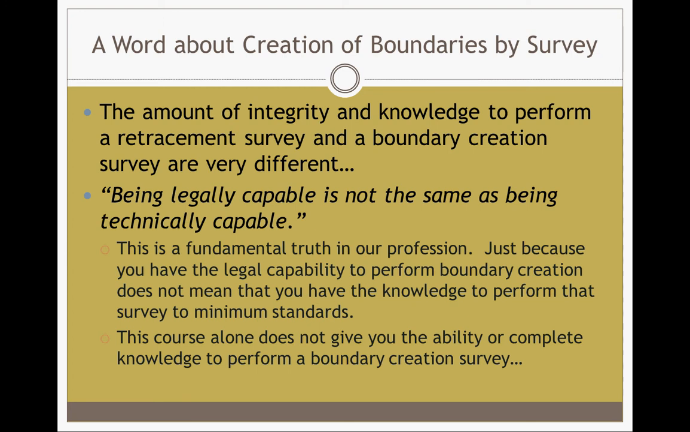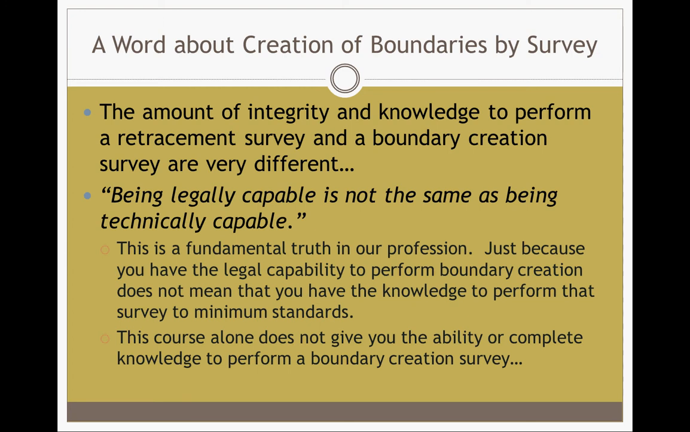Being legally capable is not the same as being technically capable. And this is a fundamental truth in our profession. Just because you have the legal capability to perform boundary creation does not mean you have the knowledge to perform that survey to minimum standards, nor does that mean that you have the experience to understand how to create boundaries and how to set boundaries. This course alone does not give you the complete knowledge to perform a boundary creation survey. We are merely talking about the law.